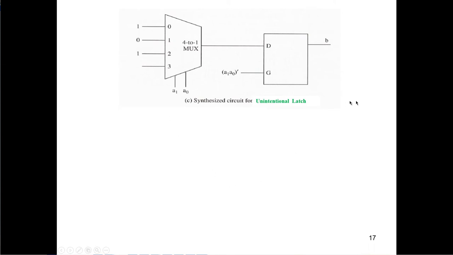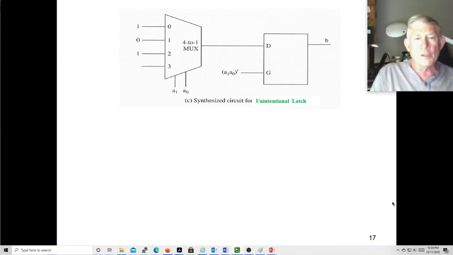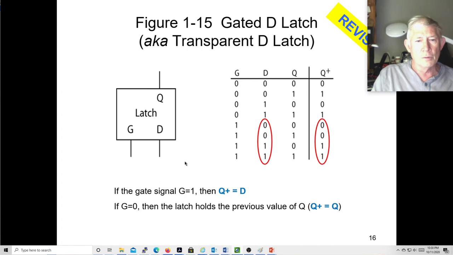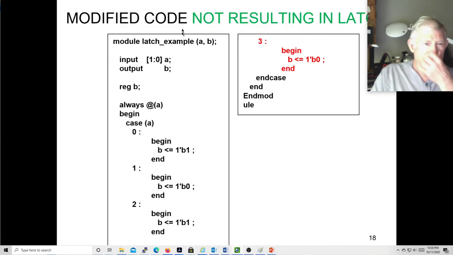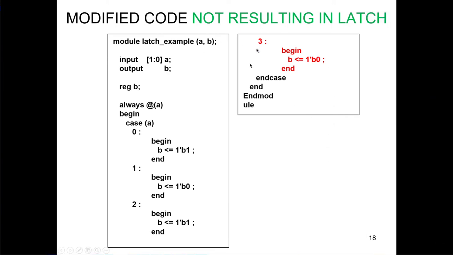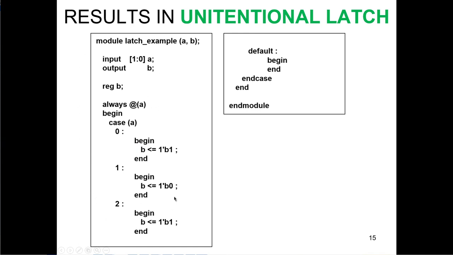Let me state that again, because this is fairly important. This is something that comes up all the time. When you do not specify one of the conditions, in this case we didn't specify 3. So here we are. Where is that stupid code? I think the slides are out of order. So I guess this is the code. Here's the code. So here's your code.